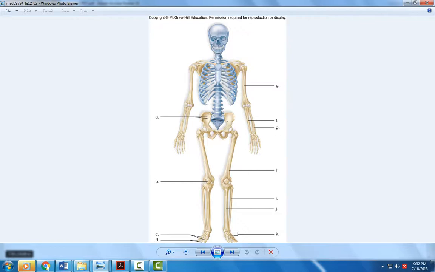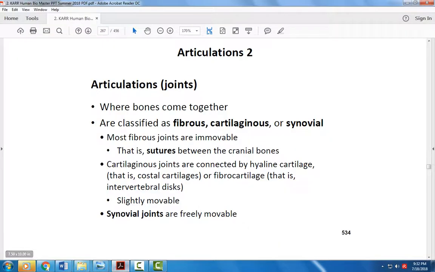Another example is the intervertebral discs here. This is another type of cartilaginous joint. These two bones come together, but there's fibrocartilage that separates them. When there's cartilage separation between those bones, that's a cartilaginous joint. They're not freely movable, but there is some movement, some flexibility, because of that cartilage that separates the two bones. Those allow for a little bit of movement, but not nearly as much as the synovial joints.